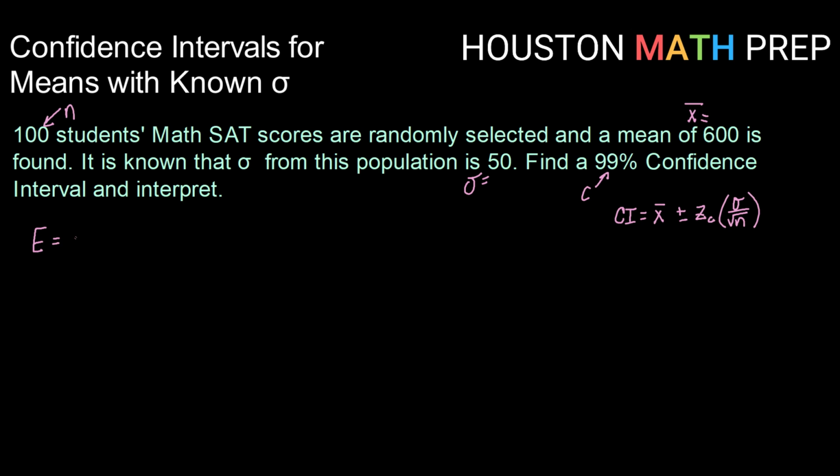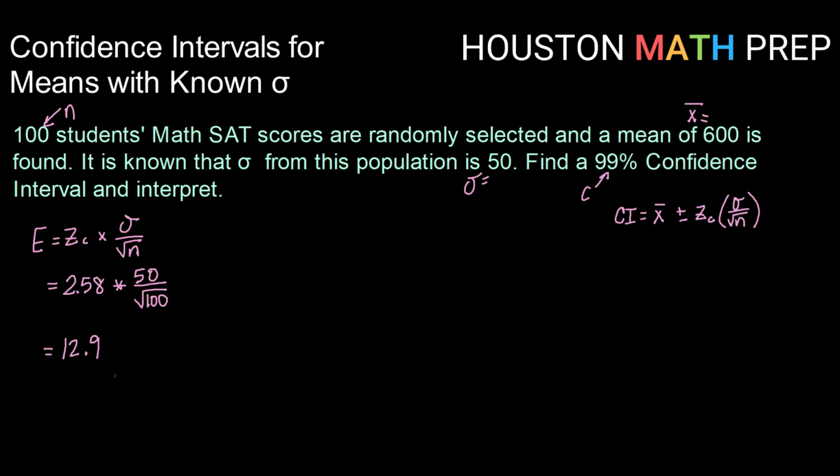Our margin of error will be our z critical. A 99% confidence interval means we're going to use the z critical for 99%, which from the previous screen or using inverse normal is 2.58. We're going to then multiply that by our standard deviation for our population, which is 50, divided by the square root of our sample size, which in this case is 100. Using your calculator, 2.58 times 50 divided by the square root of 100 gets me a value of 12.9.